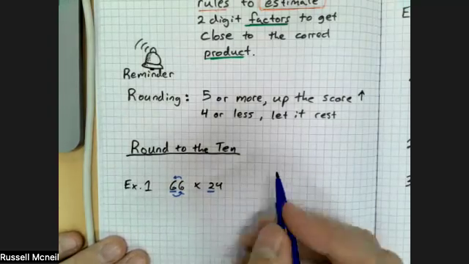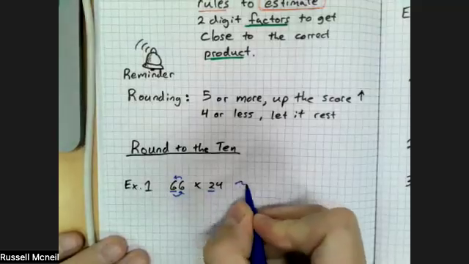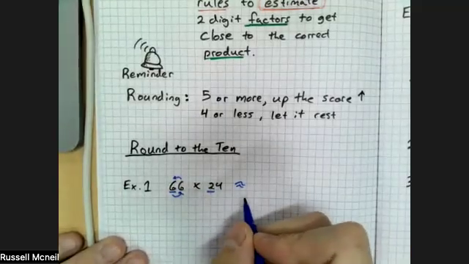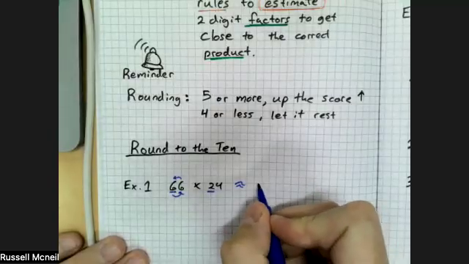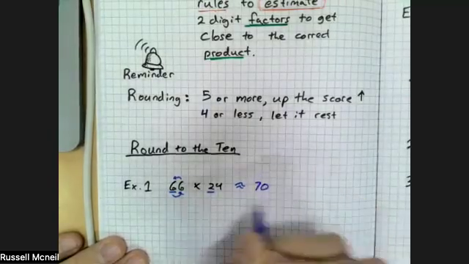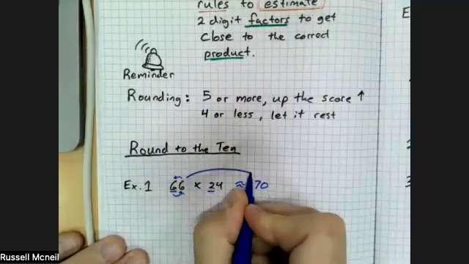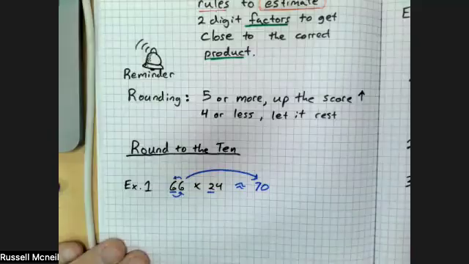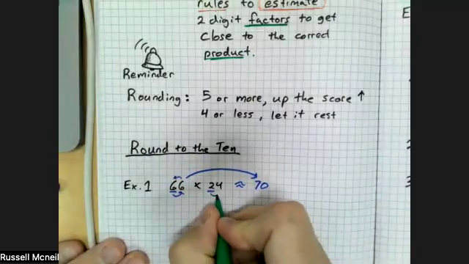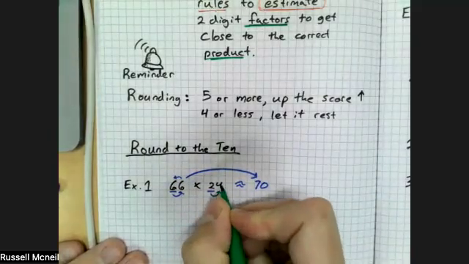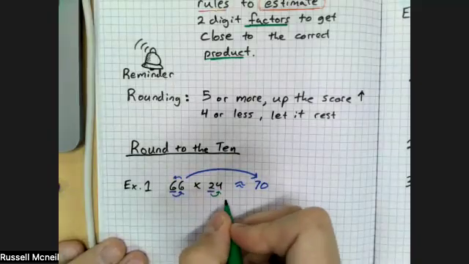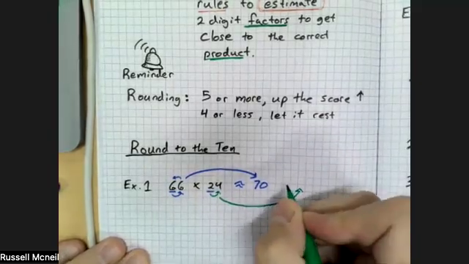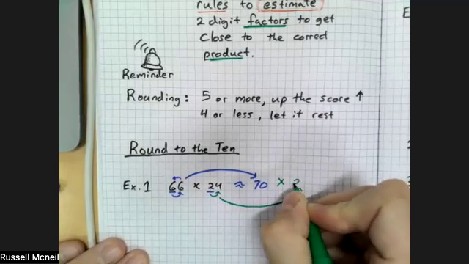So that means my 6 over here we're going to up that score. So 66 is about, and that's an equal sign for about, is about 70. So my 66 is rounding, it's going to 70 over here. Now, looking at my 24, I look next door, it is 4 or less. So that means I'm going to let this guy rest. So when I move it over here, I'm going to be multiplying by 20.